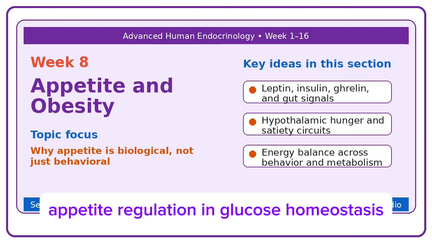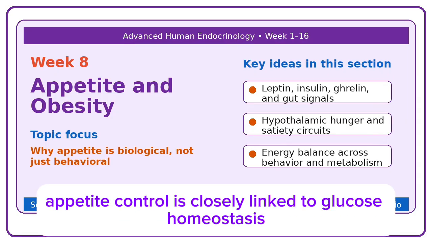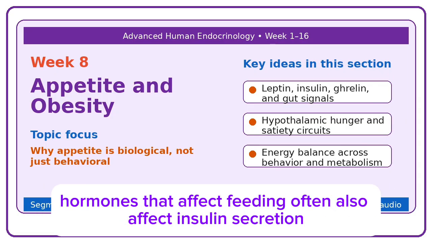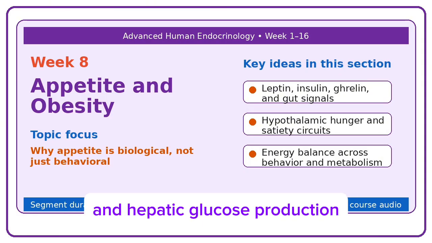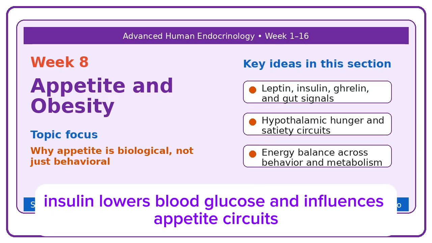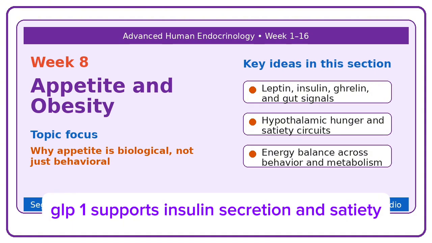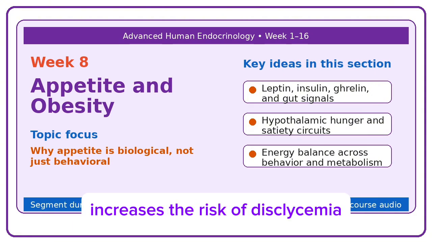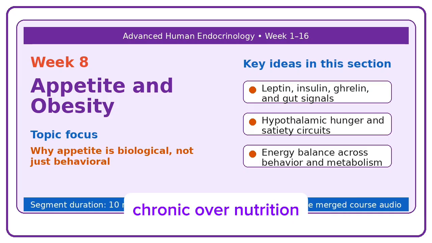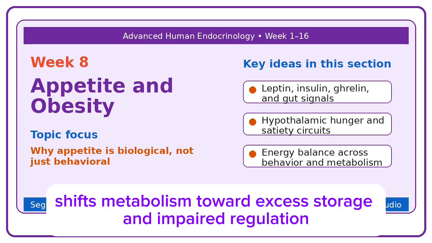7. Appetite regulation and glucose homeostasis. Appetite control is closely linked to glucose homeostasis. Hormones that affect feeding often also affect insulin secretion, insulin sensitivity, glucose utilization, and hepatic glucose production. For example, insulin lowers blood glucose and influences appetite circuits. GLP-1 supports insulin secretion and satiety. Obesity-associated insulin resistance increases the risk of dysglycemia. Chronic overnutrition shifts metabolism toward excess storage and impaired regulation.